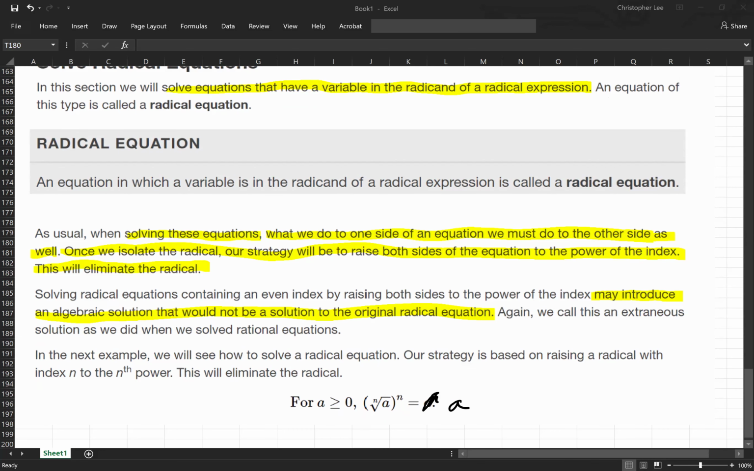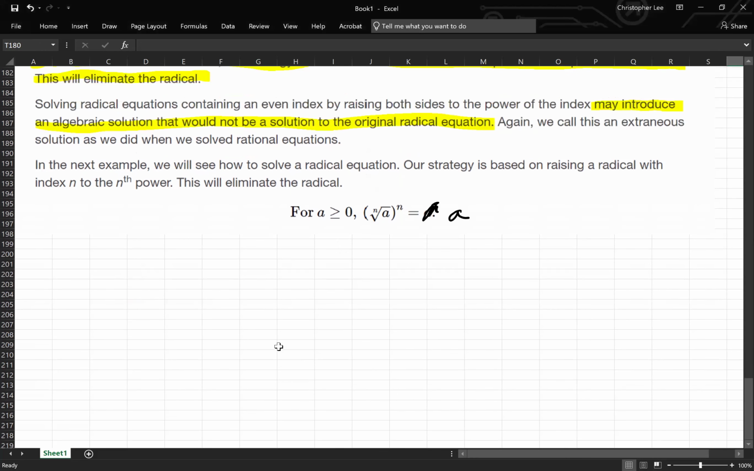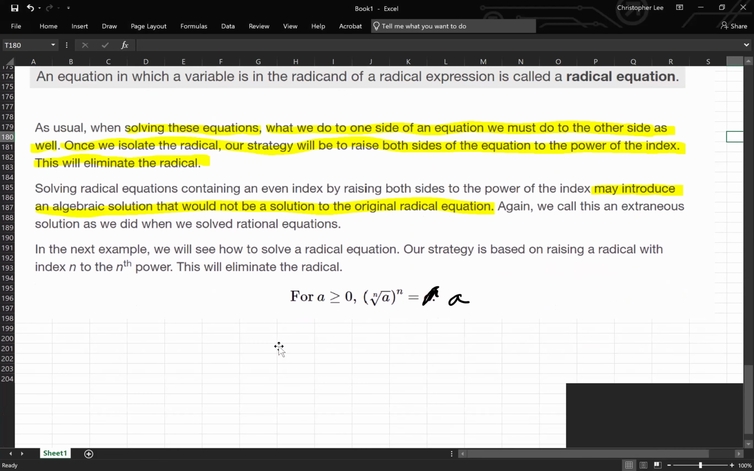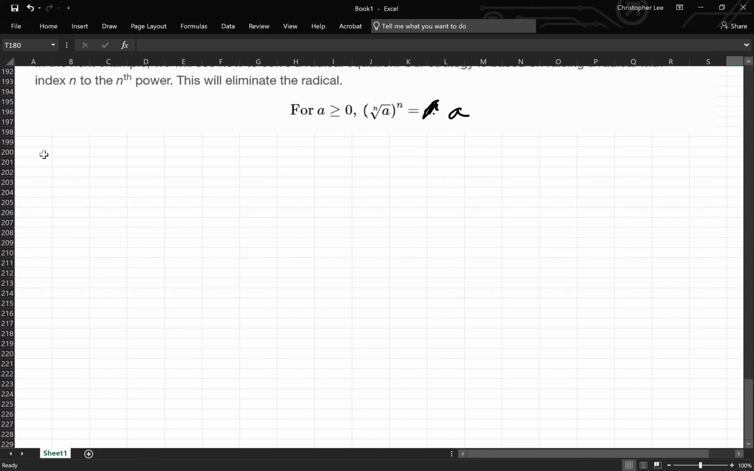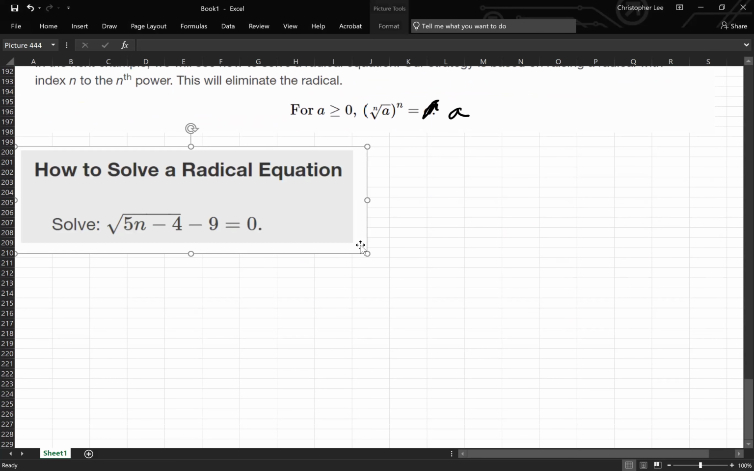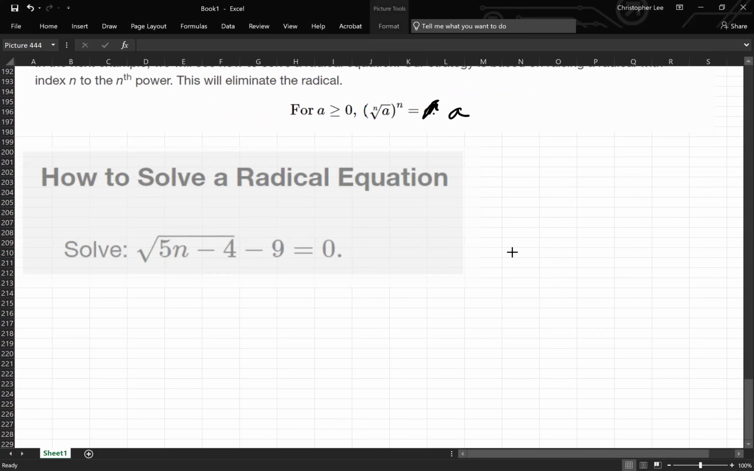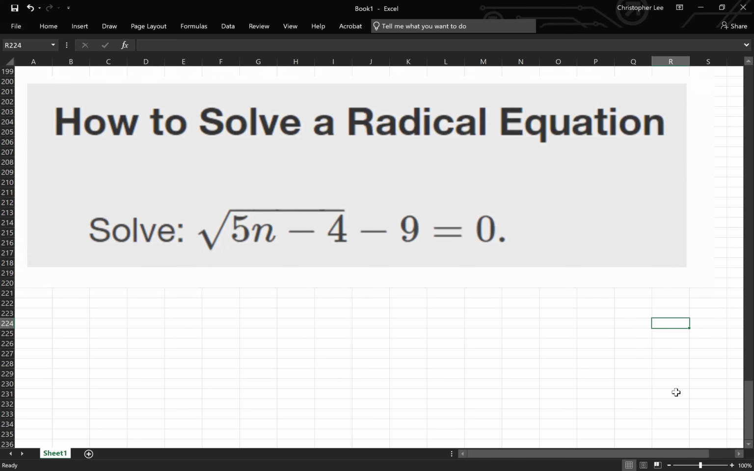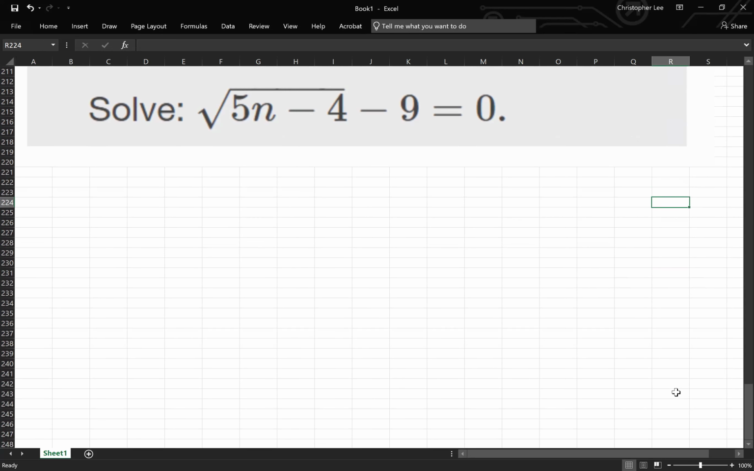So let me show y'all a quick example real quick. Is everybody done with the words, by the way? Okay, appreciate y'all. So here's a real quick example, right? This is how to solve a radical equation. I'm gonna make that bigger so everybody can see. Don't judge me, I wear glasses.